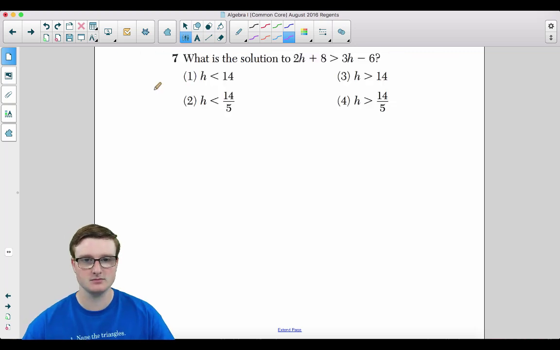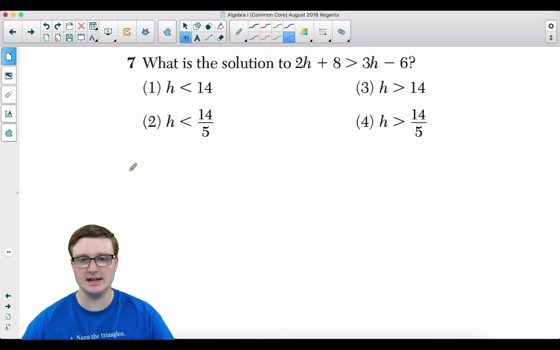All right. Number 7, what is the solution to 2h plus 8 is greater than 3h minus 6? Okay. So, I'm just going to rewrite this real quick. And let's go ahead and solve it.